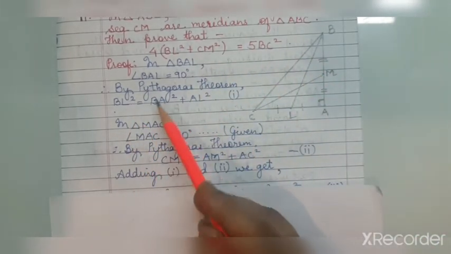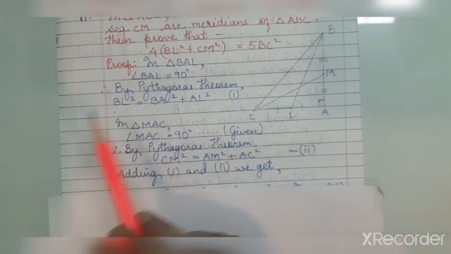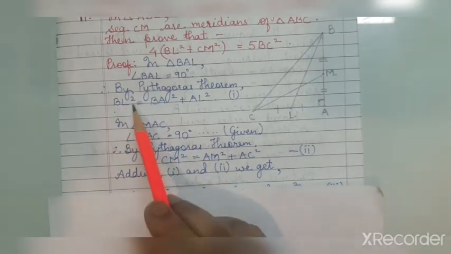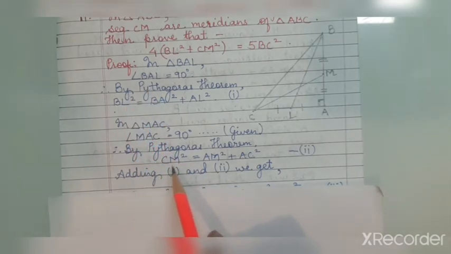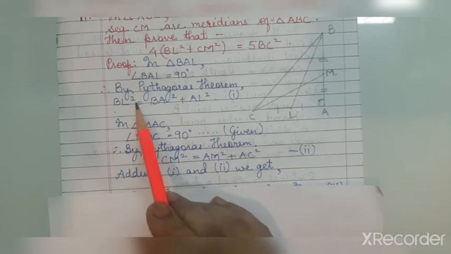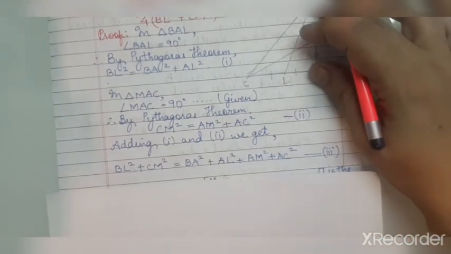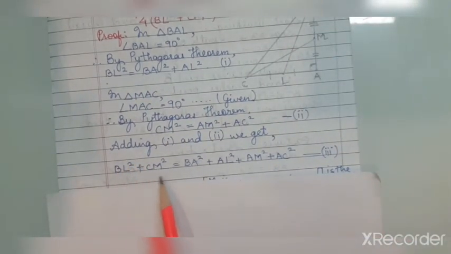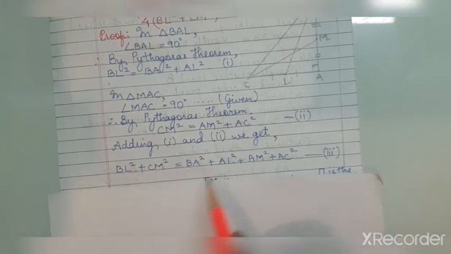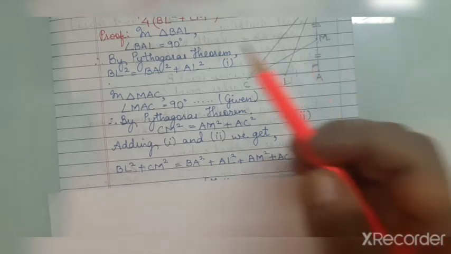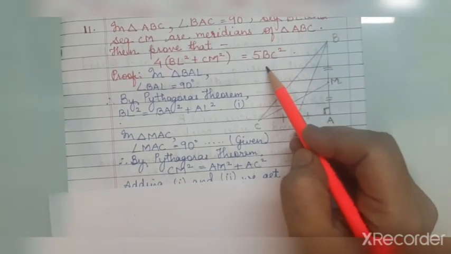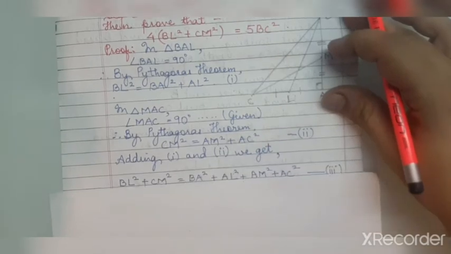So, if you see the first and the second statement, the left hand side of both the statements, BL square and CM square, we have got. We have to add now. So, we will add statements 1 and 2. After adding statements 1 and 2, this is what we get. We have to add the left hand side together and right hand side together. Now, from this, whatever we don't want or whatever we can change, we have to keep doing the changes so that we finally reach this 5 BC square.